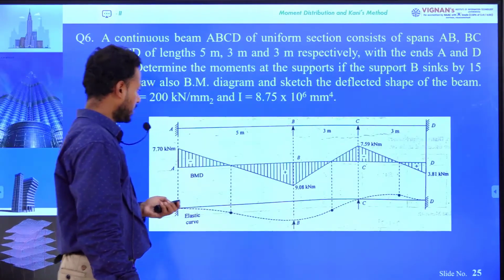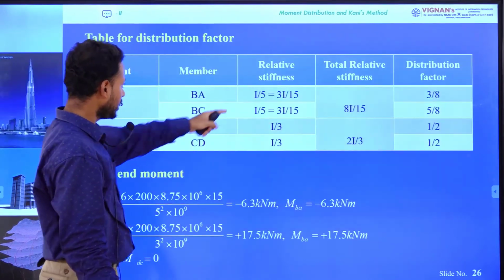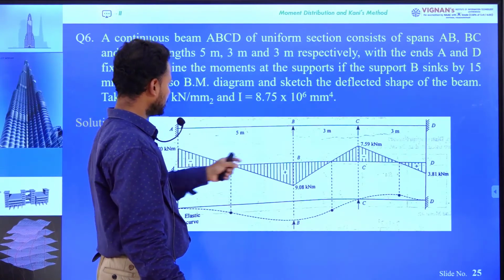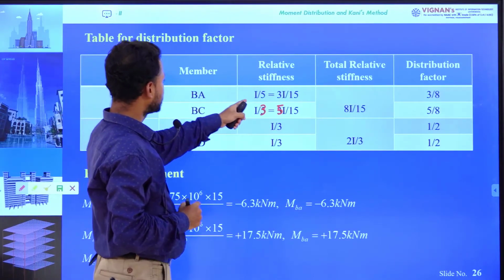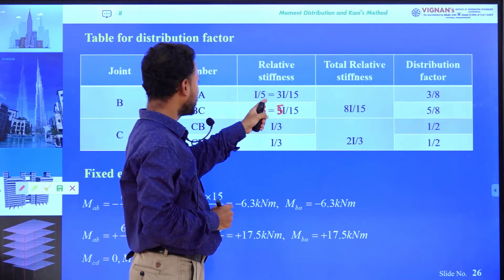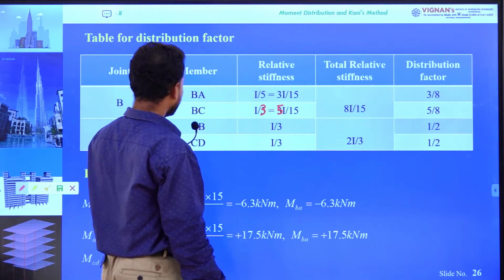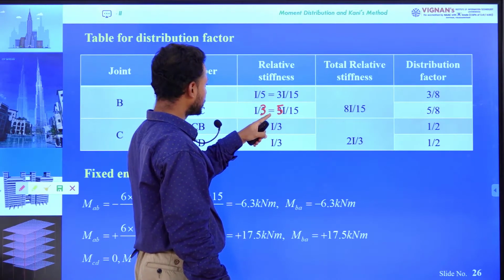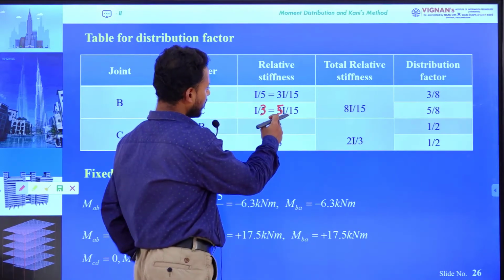So what is the length of the span? This is 5 meter, this is 3 meter, this is 3 meter. So I by 5. Next is BC. BC is 3. So the relative stiffness is I by L, L is 5, so I by 5, I can write it here as 3I by 15. Here also BC length is 3, so I by L, L is 3, so I by 3 will be the relative stiffness. I by 3 I can write as 5I by 15.